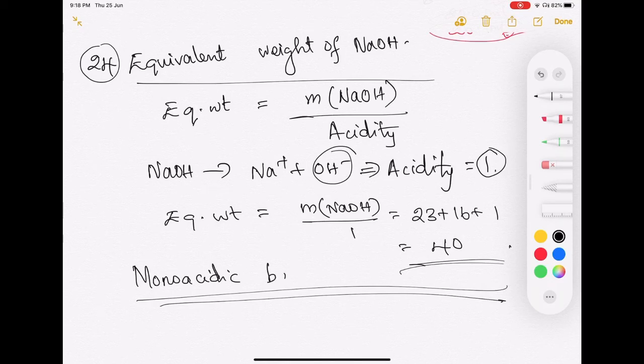Monoacidic base. So justify sodium hydroxide is a monoacidic base. So this is the meaning. Okay, so let's see some other calculations.